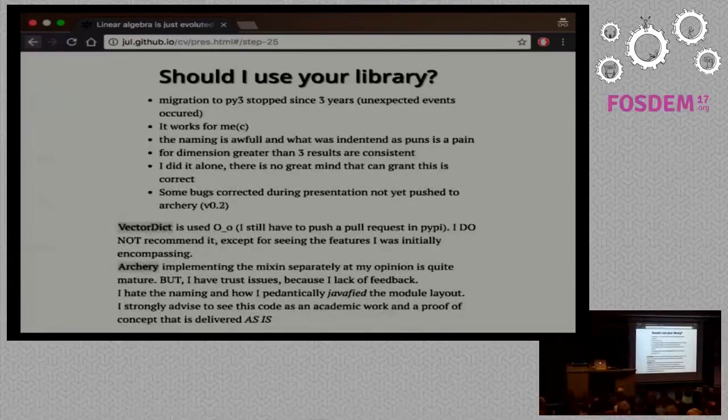I've got an Ivor library which has a lot more funny stuff in it, but I don't encourage it. I'm using Archery right now. The naming is a pain. The puns are not a good idea. Don't use my convention for naming stuff. It's really not a good idea. I'm a bad coder on this one.